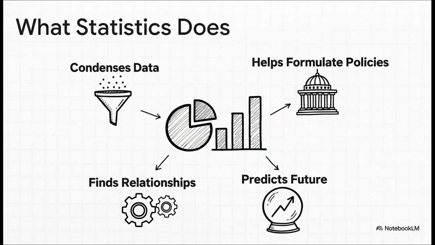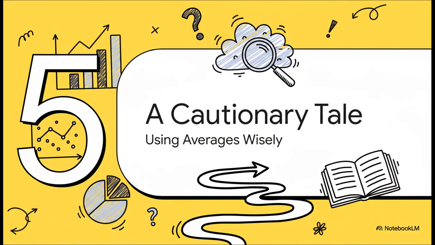But wait, there's more. Statistics is like a Swiss Army knife for an economist. It can take a mountain of data, like the income of millions of people, and condense it into one simple number, like the average income. It helps us see relationships. For example, what happens to the demand for something when its price goes up. It can even help us predict what might happen in the future, which is so important for planning. And maybe most importantly, it gives our government the solid data it needs to create policies to help solve our country's biggest problems.